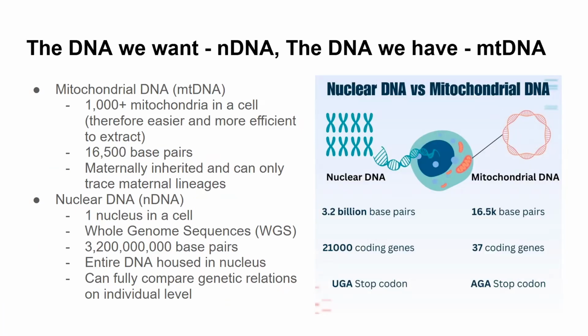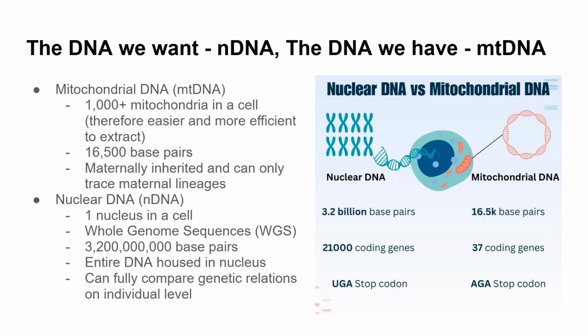It's inherited maternally. So yeah, maternally inherited and can only trace maternal lineages. So if I get my mitochondrial DNA, I could see my mom's. I can keep going down until we can't anymore. And it has about 16,500 base pairs, whereas the normal human genome with nuclear DNA has about 3.2 billion base pairs. So this is really a big difference in the amount of DNA that you can actually get.